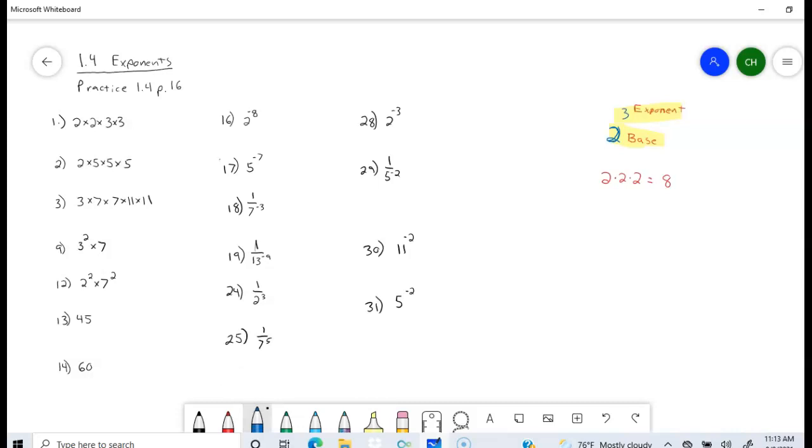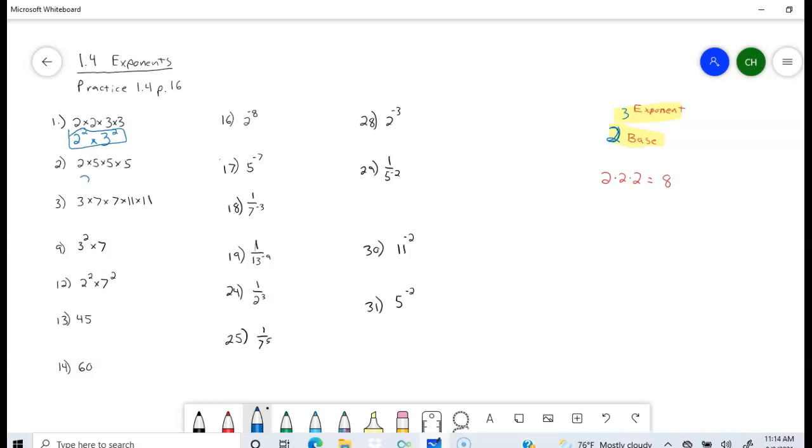Okay, so number 1 through 8 wants us, we're only doing the first 3 examples, to write the prime factors in exponential form. So it's just a faster way to write it. Instead of having to write 2 times 2 times 3 times 3, we can write that as 2, and there's 2 of them, so it's to the second power, times 3, also to the second power because there's 2 of them. So that's all there is to converting these over to exponential notation.